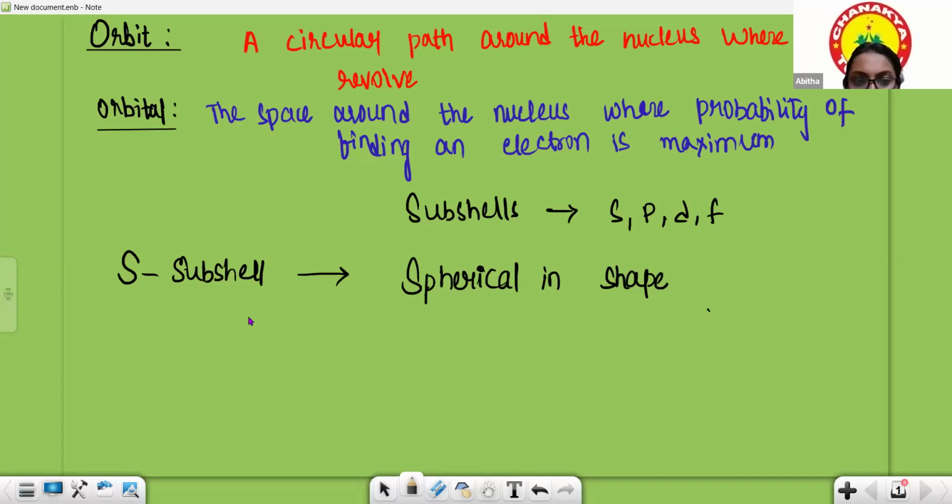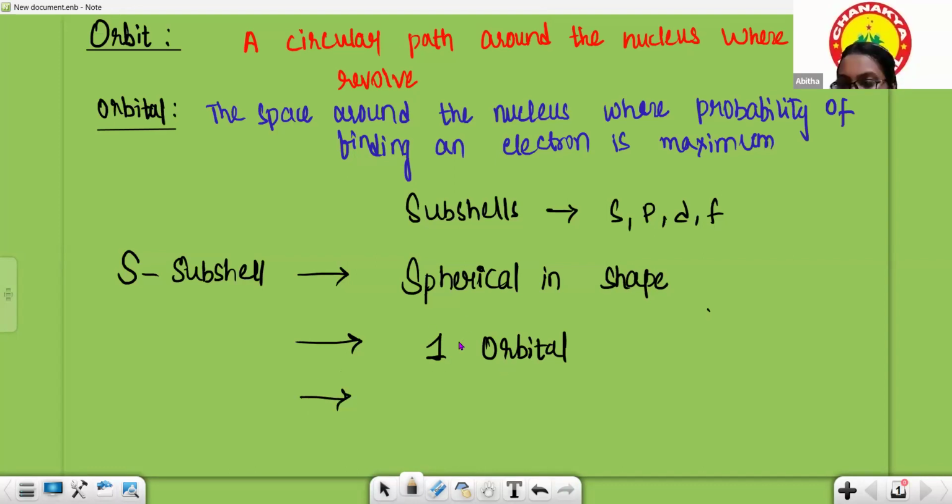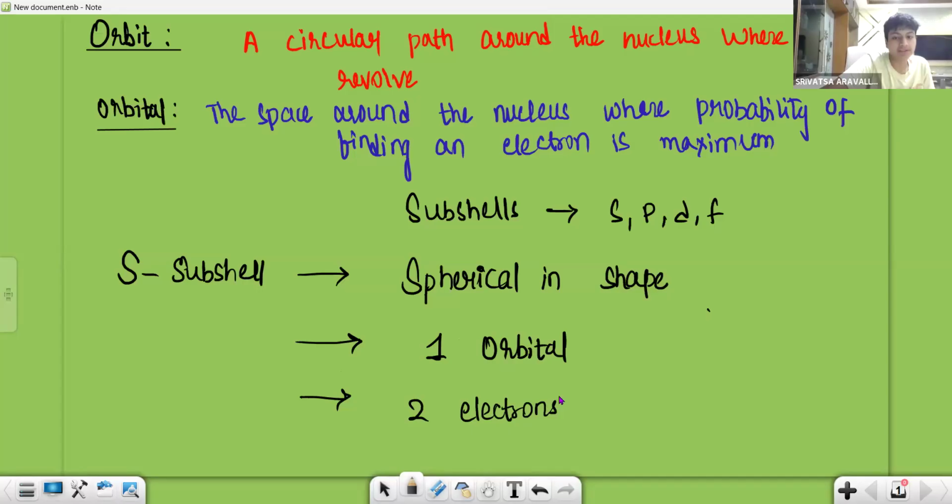How many orbitals are present in the S subshell? There is one orbital. Each orbital has the tendency to accommodate a maximum of 2 electrons. So as it has one orbital, it can accommodate 2 electrons. Understand?